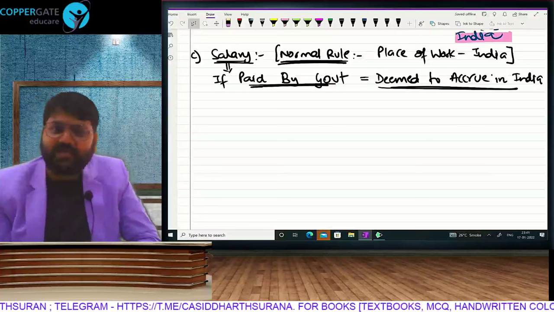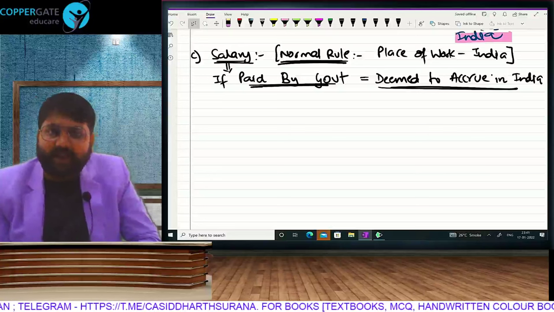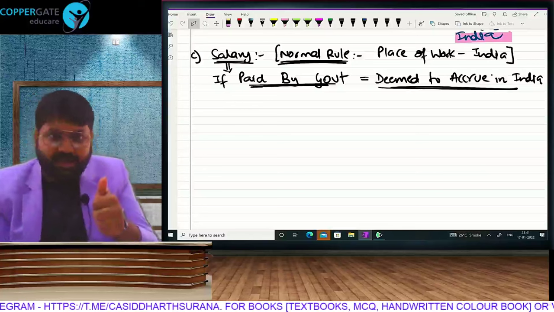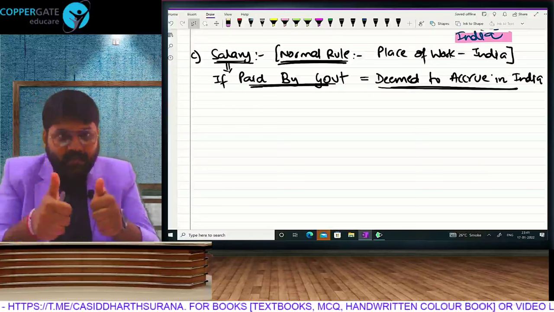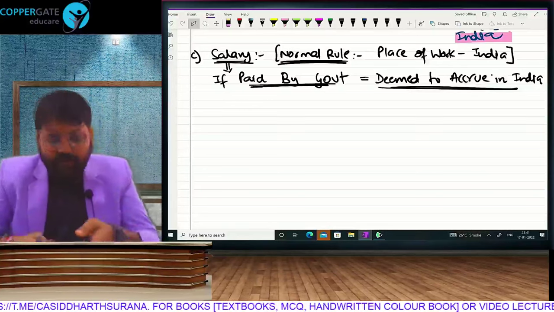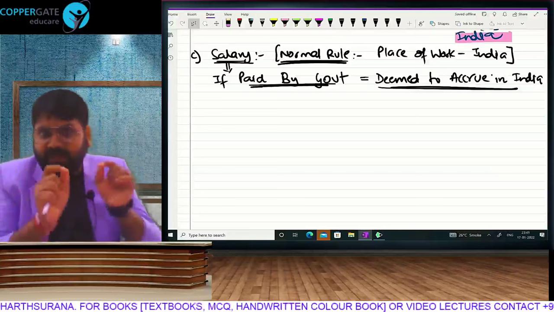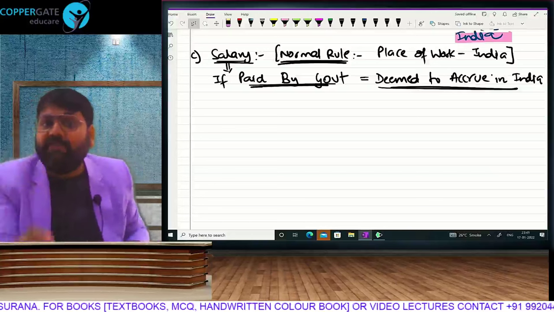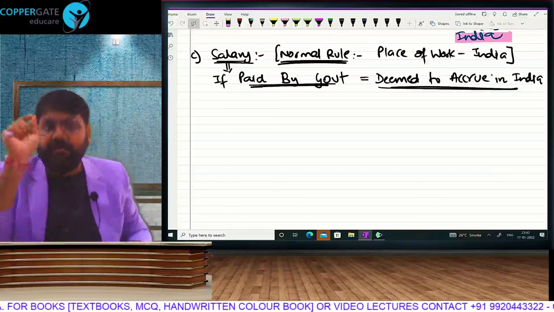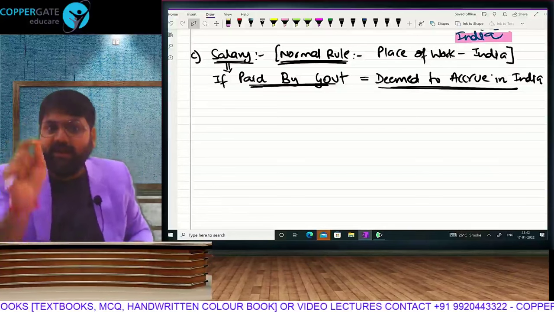Because Indian income is taxable for everyone. So any payment made by government, same rule was applicable for interest, same rule is applicable for salary, same rule is applicable for some other incomes that I am going to discuss. If the payment is being made by government, it will be treated as Indian income. If payment is made by government, it is Indian income.